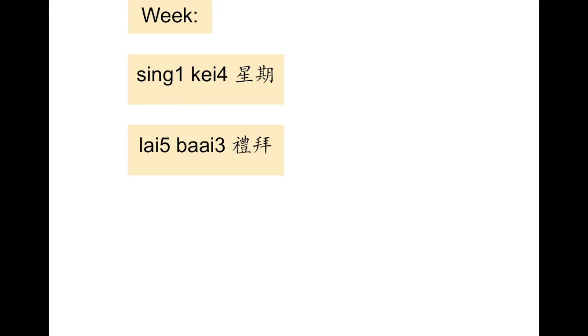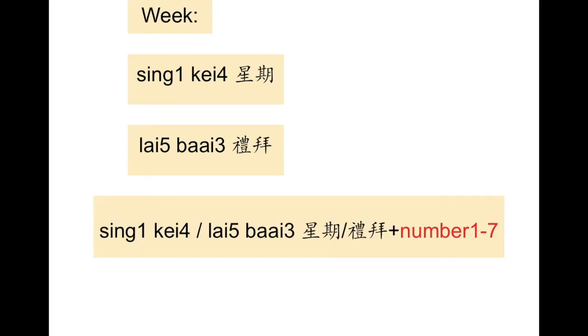For week, we say 星期, or 禮拜. So, if you want to say which day of the week, you can say 星期 or 禮拜, and then you put number 1 to 7. Now, let's review how to say number 1 to 7.